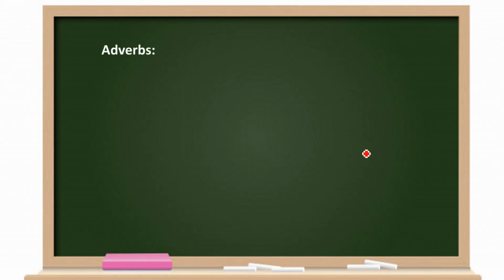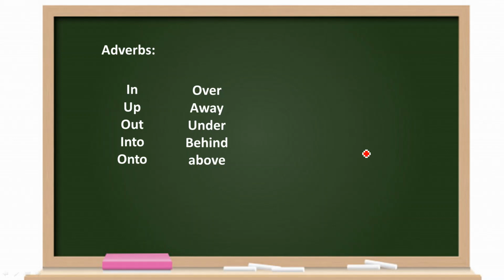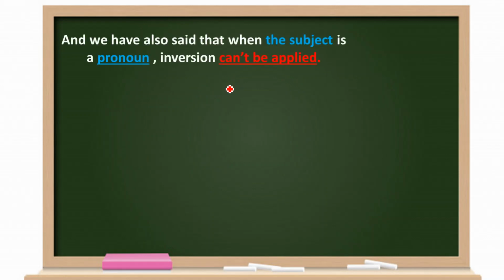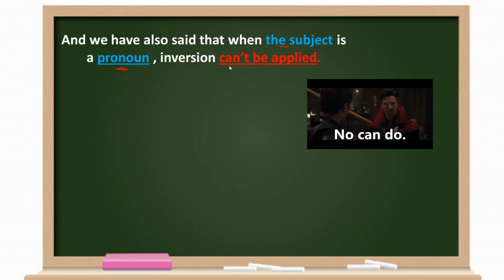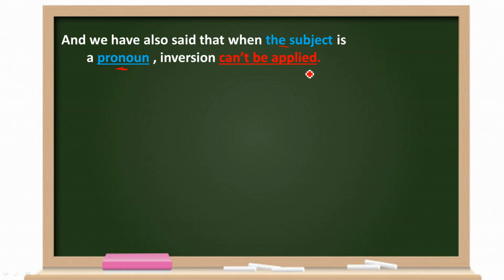Okay, moving on. What are the adverbs? Again, they are in, up, out, into, onto, over, away, under, behind, above, on, down, and there. These are the only collection you will find in your book and used in the exercises. And we have also said that when the subject is a pronoun, inversion cannot be applied.